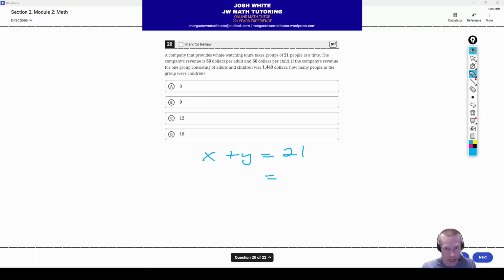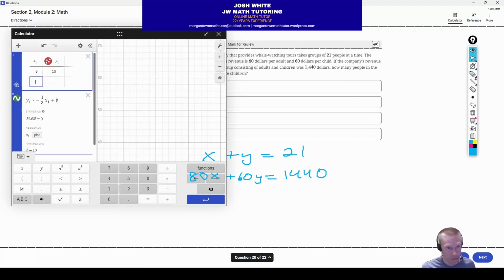Okay, then it tells us that it got $1,440 and it charges $80 per adult. So the total revenue would be $80 times the number of adults, and then $60 per child. So total revenue, $60 times y, number of children. So we're going to solve the system of linear equations. You could do this by hand, but I'm not going to bother spending time doing it because it's much easier just to figure it out in Desmos.